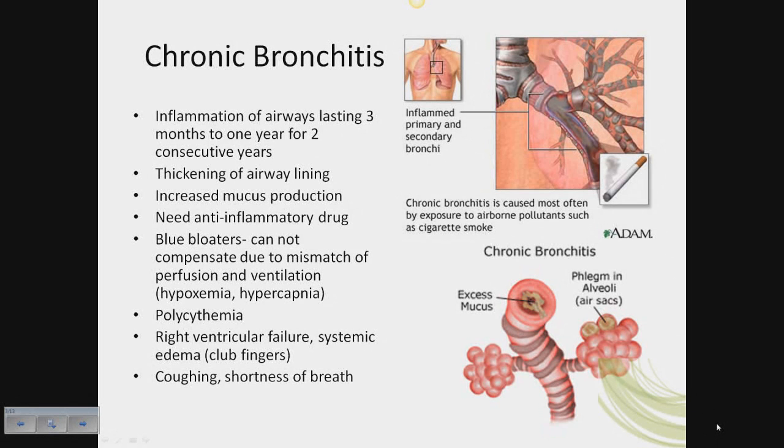So it's a thickening of the air lining. We have hypertrophy. It's going to go into the lumen. We also have excessive mucus production. If you look here at the bottom right picture, you see severe hypertrophy of the lumen wall going towards the lumen, as well as excess of mucus and phlegm in the alveoli and air passageways. These patients will need an anti-inflammatory drug. They're going to need to take their antihistamines, and we call them the blue bloaters or the non-fighters.